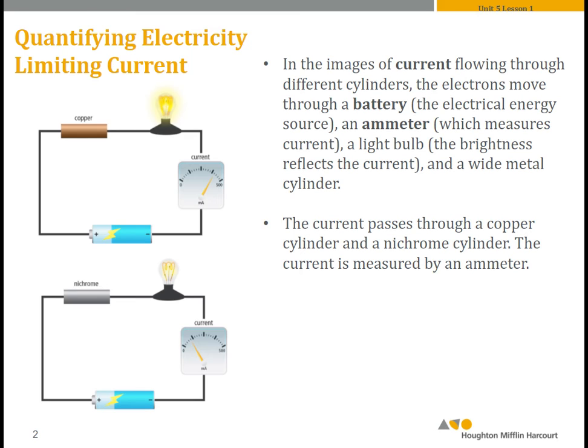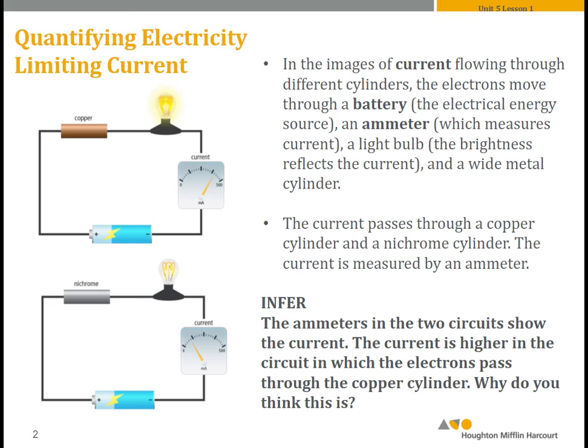Copper and nichrome are different materials, and so the electric current will travel through these two materials at different rates. The rate at which the electrons or the electric current travels through this circuit is measured by the ammeter. That's the measurement of current. Remember, current is measured in amperes or amps.